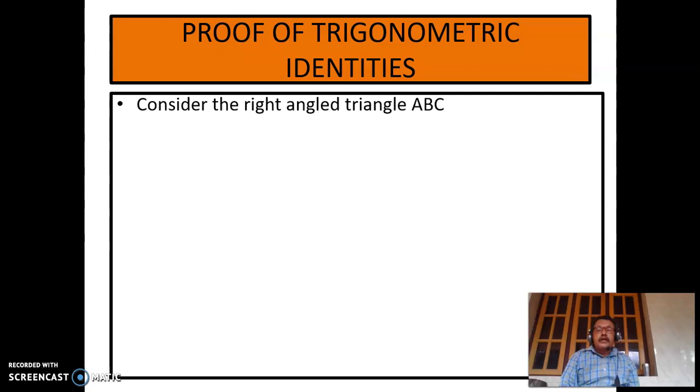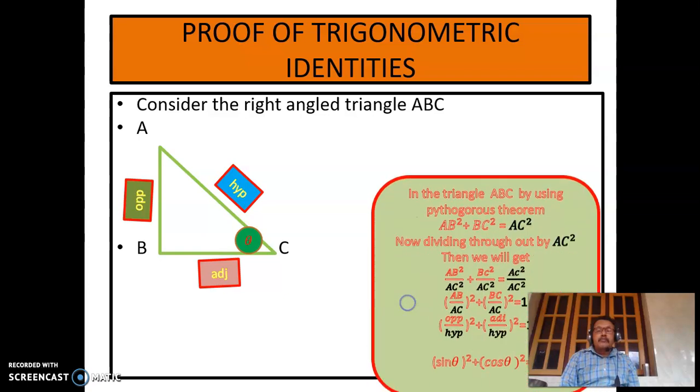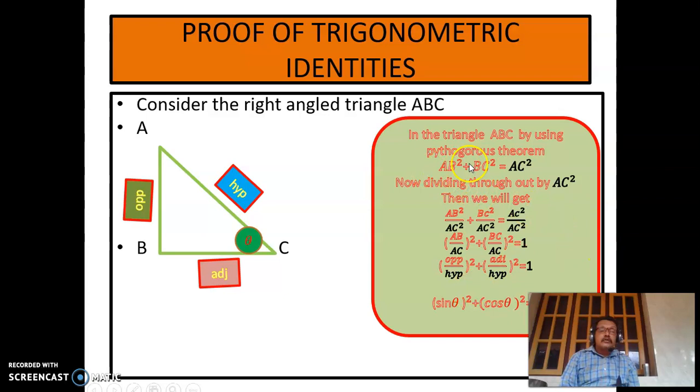Consider the right angle triangle ABC. Angle C is theta. Now AB is the opposite side, BC is the adjacent side, and AC is the hypotenuse. You know how to apply the Pythagoras theorem for this right angle triangle. Then AB squared plus BC squared equals AC squared. The square of the hypotenuse is equal to the sum of the squares of the other two sides.